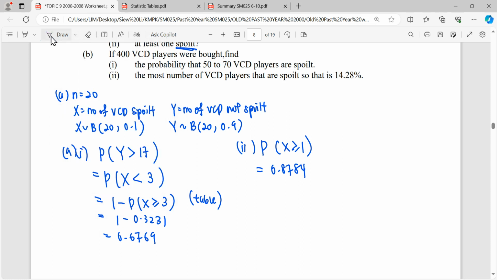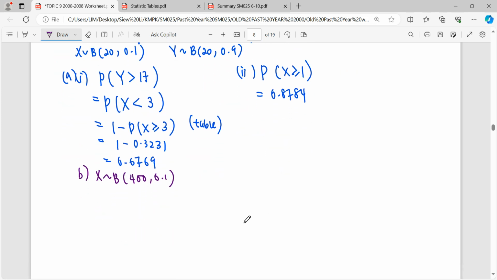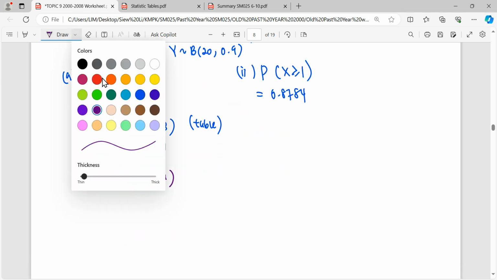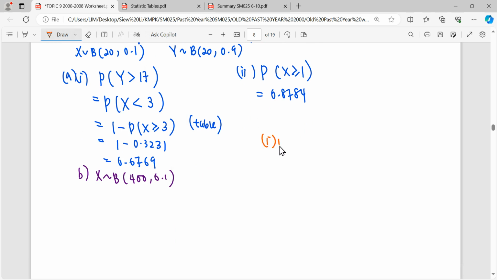So when you come to question B, now 400 is bought. Consider the spoil one, so X is distributed binomial 400, 0.1. Then you check your condition. The first one, n is large. Number 2, mean np, 400 times 0.1, you get 40, more than 5.